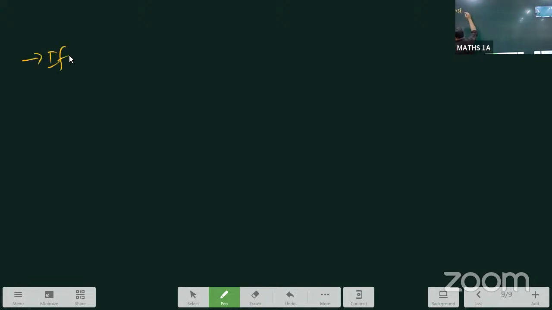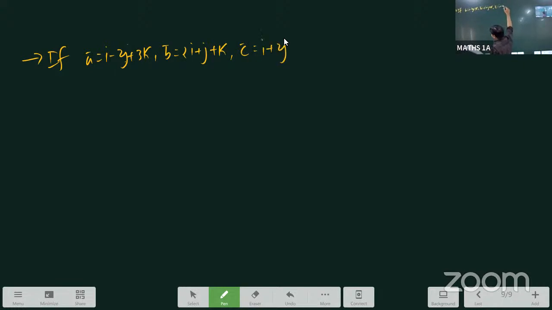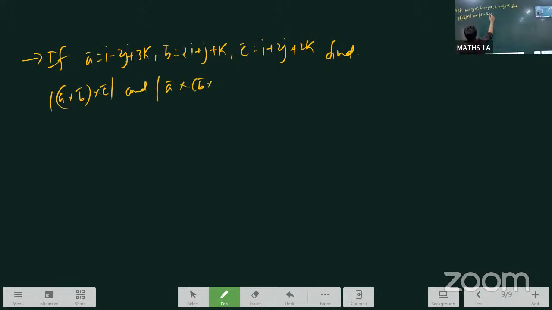If a bar equals i minus 2j plus 3k, and b bar is 2i plus j plus k, and c bar is i plus 2j plus 2k, then find modulus of a cross (b cross c) and modulus of (a cross b) cross c. Is it clear? This is what it is asking us to show.